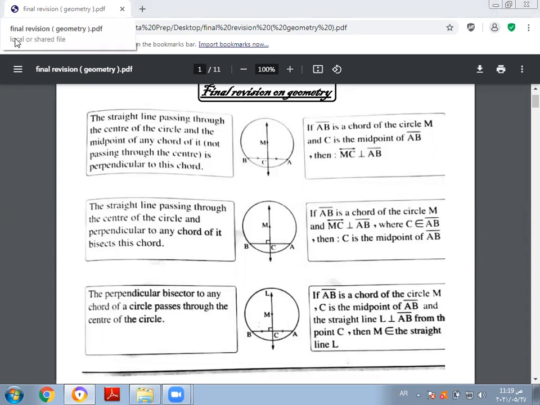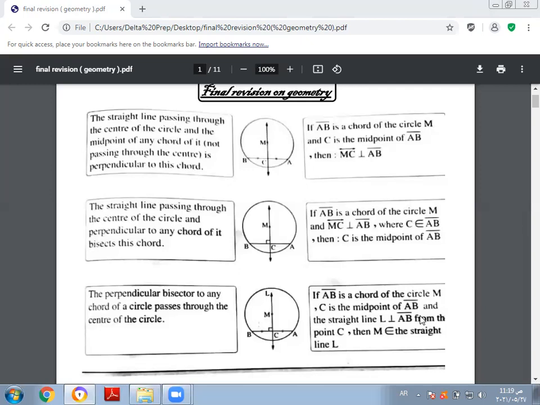Today we will make a final revision on geometry. We must remember that we study the circle and we study the relation between circles and points and circle and straight line and so on.